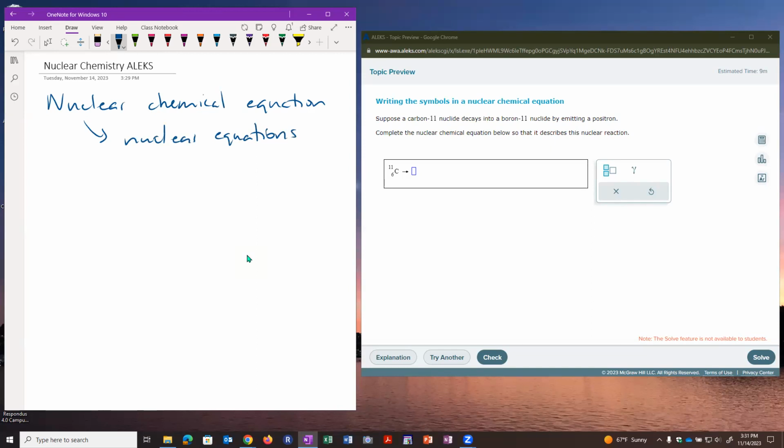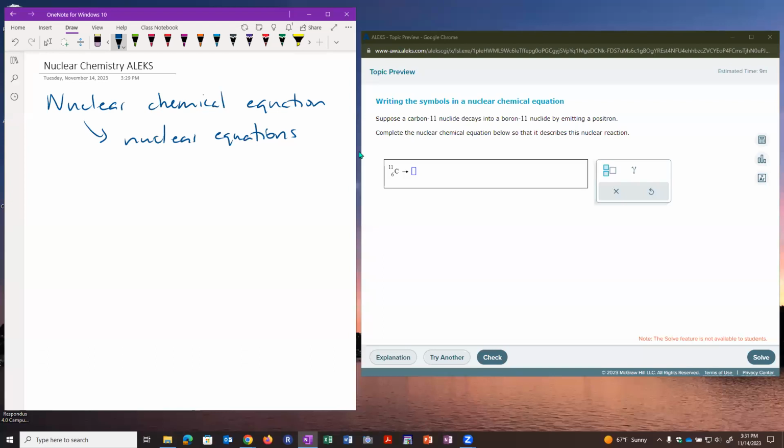So we'll take a look at a couple examples. It says, suppose a carbon-11 nuclide, and a nuclide is just another name for a radioactive isotope of an element, decays into a boron-11 nuclide by emitting a positron. Complete the nuclear chemical equation below so that it describes this nuclear reaction.